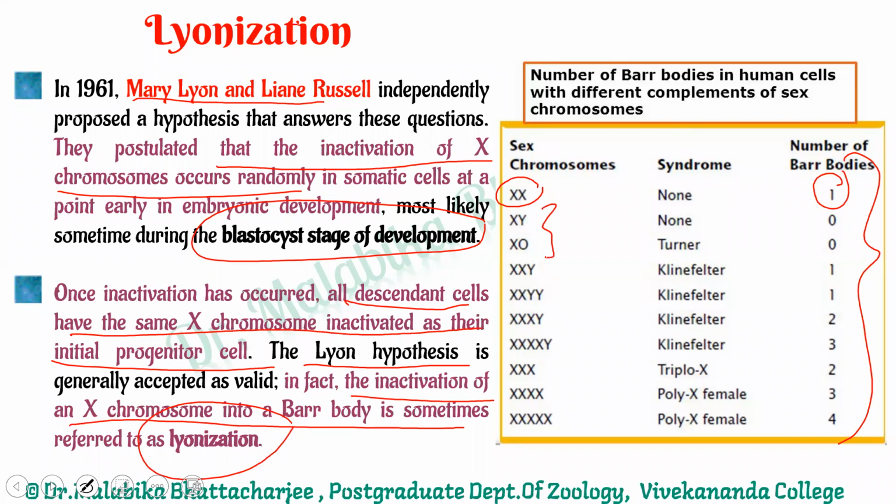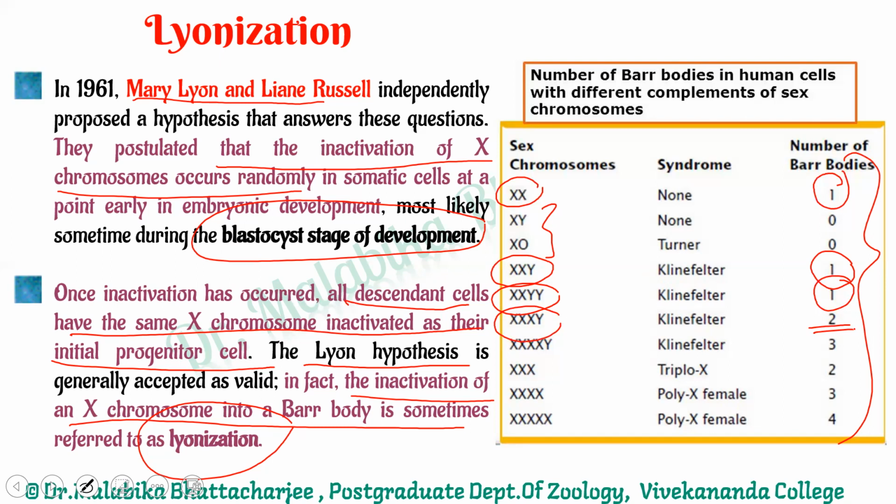Look at these scenarios. There is one X chromosome, no inactivation, so no Barr bodies are available in the cell. Now we have Klinefelter. In case of Klinefelter, 2 X chromosomes, so 1 Barr body. This is also Klinefelter, 3 X chromosomes, you can see 2 Barr bodies. So as the number of X increases, the number of Barr bodies increases.